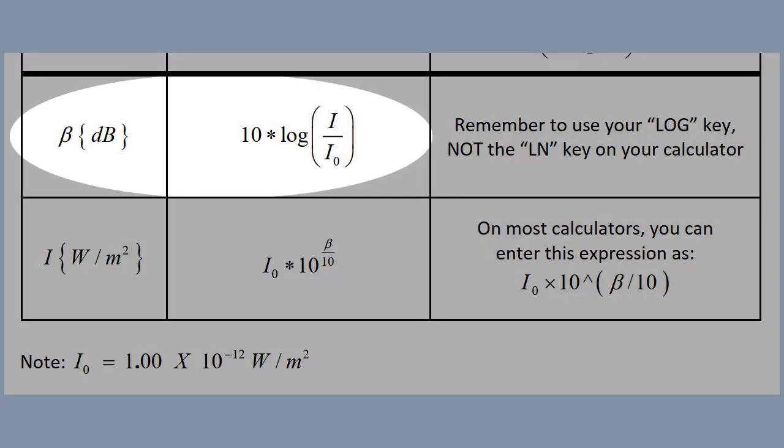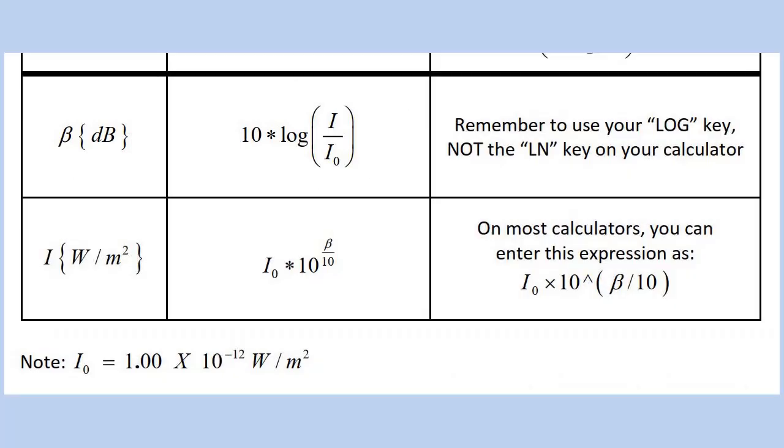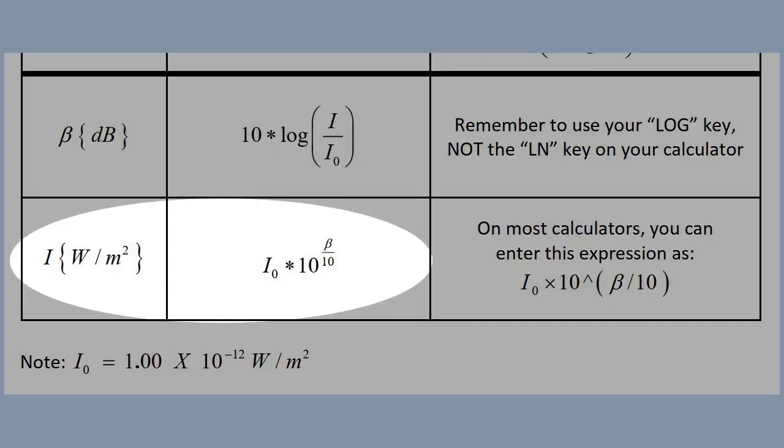Now let me return to the sound intensity level formula. The key thing I want to point out here is you will be using the log key on your calculator, not the ln key, which is the natural log key. Notice in this formula, you'll take your sound intensity and divide by the reference sound intensity, which I have given here. Now let's turn our attention to the sound intensity formula.